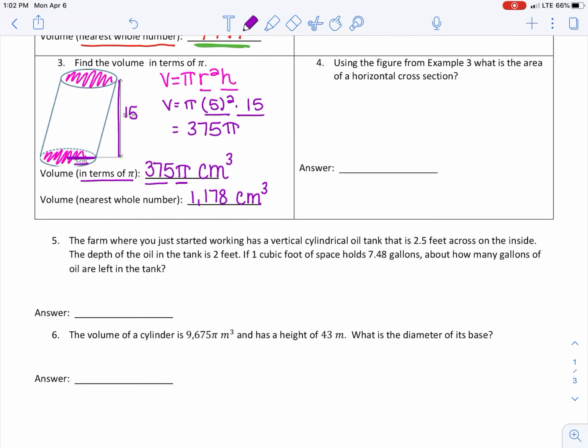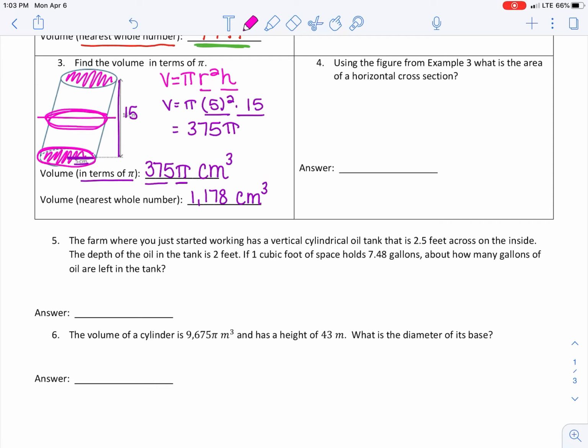Looking at number 4, it says use the figure from example 3. What is the area of a horizontal cross section? So what that's asking is that horizontal line going through, what is the area of that cross section here? So that's the area of one of your bases, basically. Okay, that's going to be the area of a circle. And we know how to find the area of a circle.